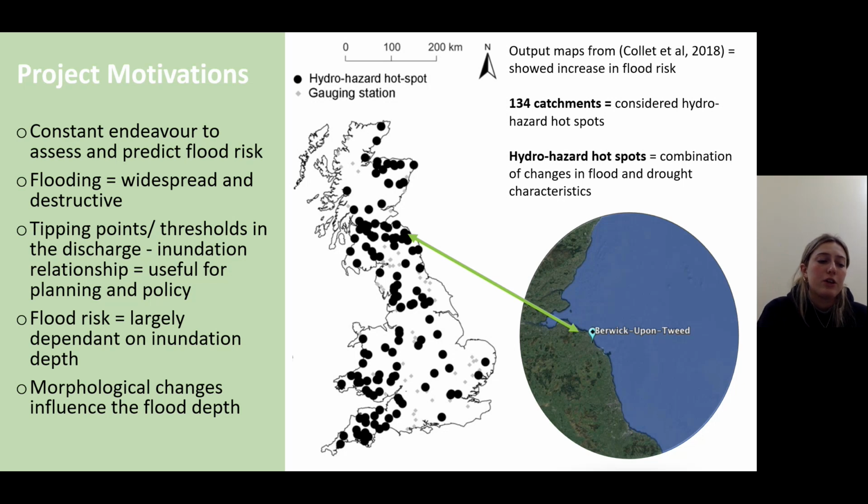This figure on the right shows the output maps from a study by Collette in 2018, which identified 134 catchments which were considered hydro-hazard hotspots. And these hotspots are areas where there's expected to be a lot of change in the flood and drought characteristics in the future. And it can be seen that Berwick-upon-Tweed on the River Tweed, just by the Anglo-Scottish border, has been identified as a hydro-hazard hotspot.